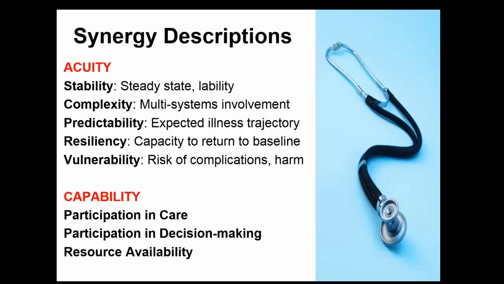So stability talks about the steady state of the patient, how labile they are, their vital signs, their mental status. Complexity refers to the number of systems involved. Predictability is where that individual is on their illness or their wellness trajectory. Resiliency is the reserves of an individual and their capacity to return to baseline after they've had an illness or an injury. And vulnerability is a term that's linked specifically to safety.